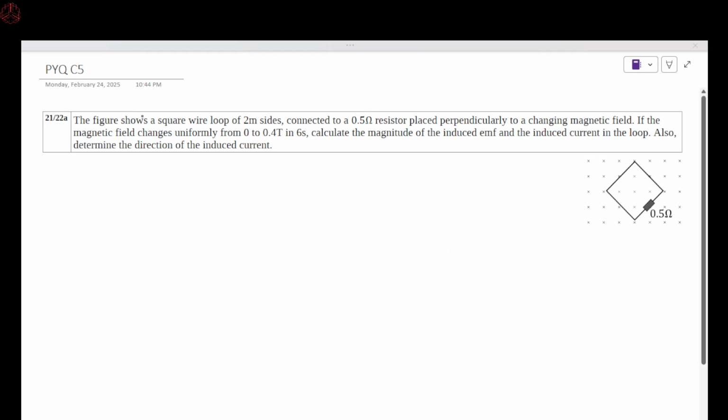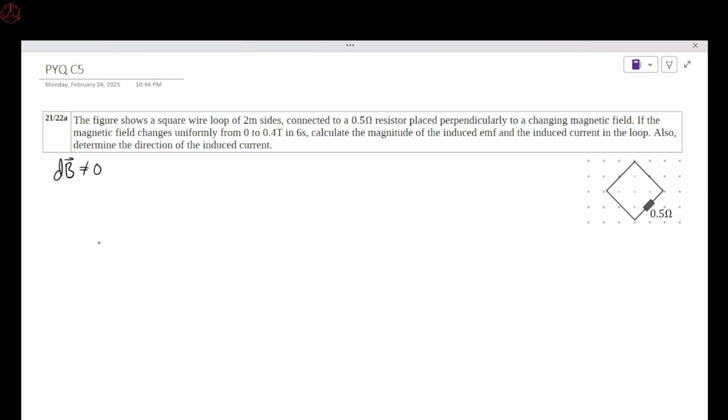Okay, the figure shows a square wire loop of 2 meter sides connected to a 0.5 ohm resistor placed perpendicularly to a changing magnetic field. So that means my magnetic field is changing, it's not equal to 0, my dB is not equal to 0. If the magnetic field changes uniformly from 0 to 0.4 Tesla in 6 seconds, calculate the magnitude of induced EMF and the induced current in the loop. Also, determine the direction of the induced current.